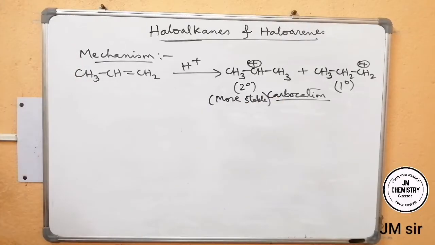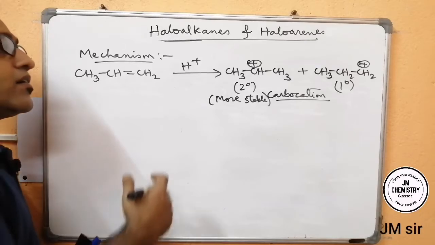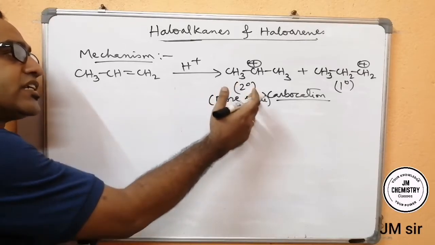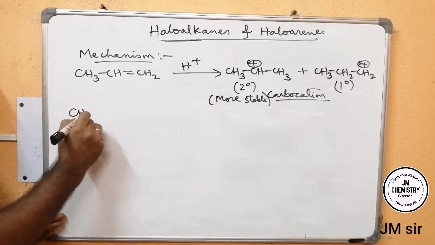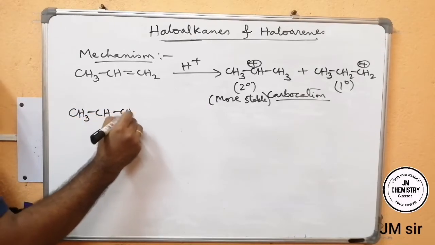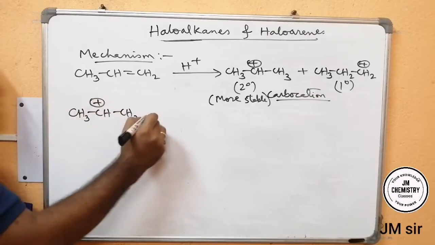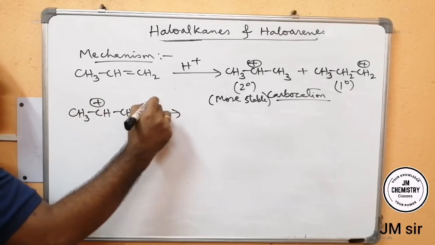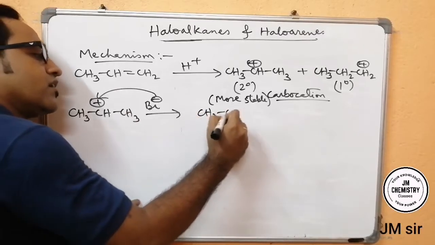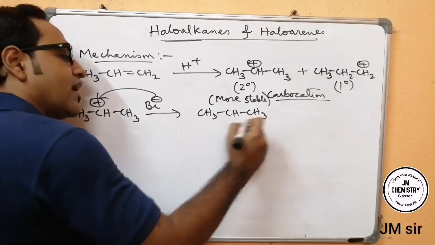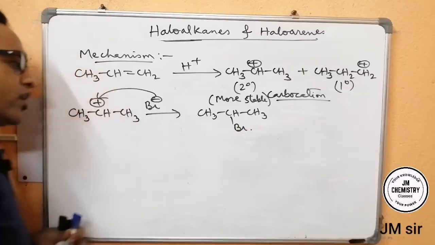So this 2 degree carbocation will form as a major product and the final product is derived from this 2 degree carbocation, CH3-CH-CH3. This will react with Br- and it will produce the 2 degree halide as the major product.